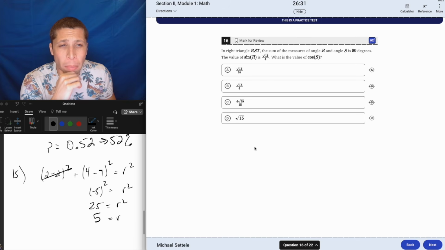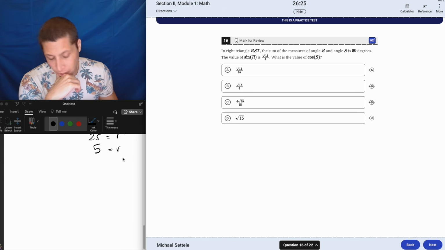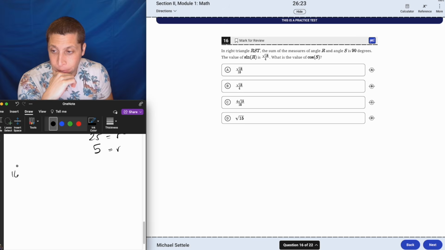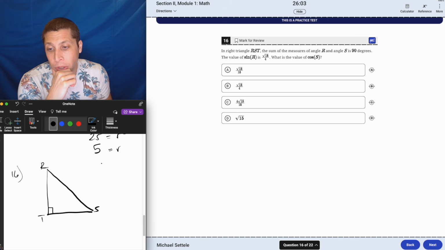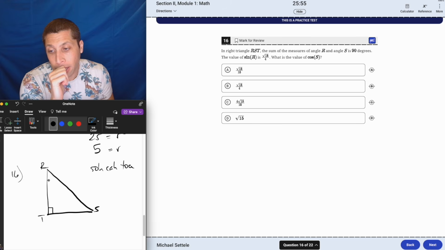In the right triangle RST, the sum of the measures of these angles, okay. Okay, so this is using, you know what? Let's just do this the old-fashioned way. I was going to use a different formula, and some of you might know what I was going to do, but we're going to just use a traditional formula. So in right triangle RST, the sum of the measures of angle R and S is 90, meaning T is the right angle. The value of sine of R, SOHCAHTOA, the value of sine R is radical 15 over 4. So opposite of R is radical 15, and the hypotenuse is 4.